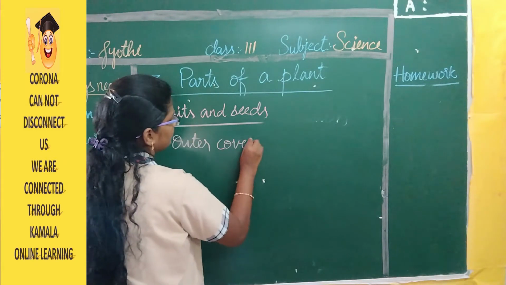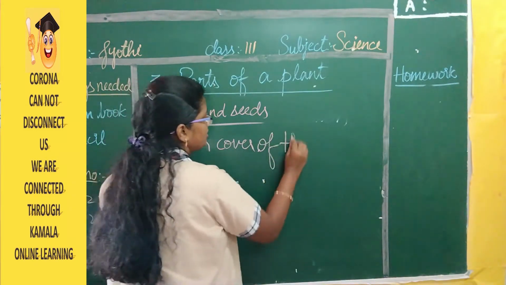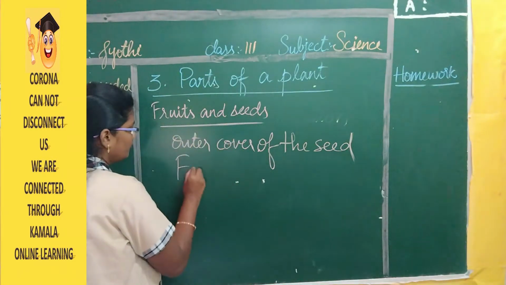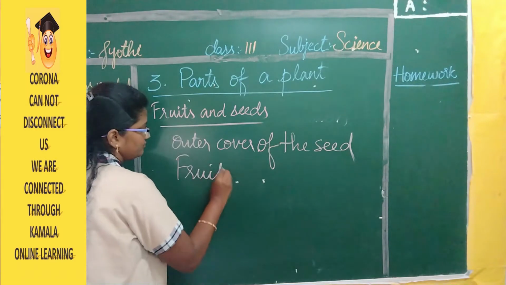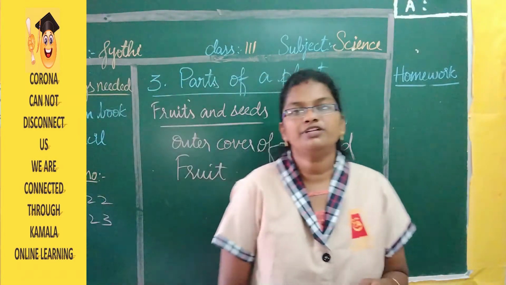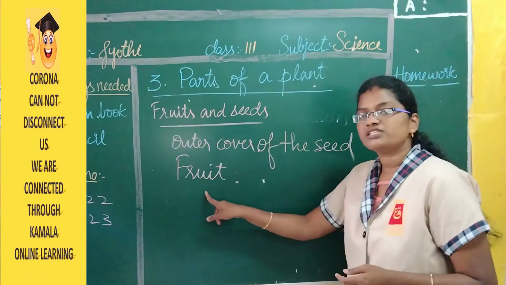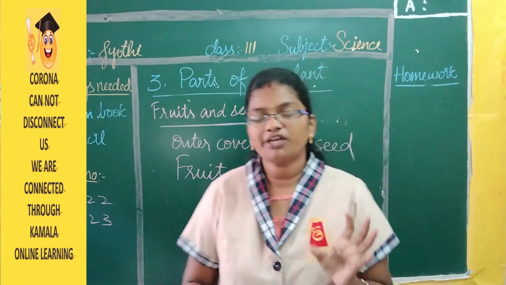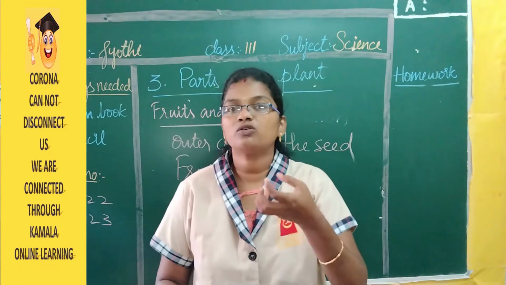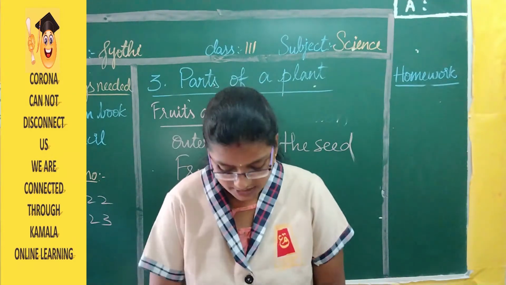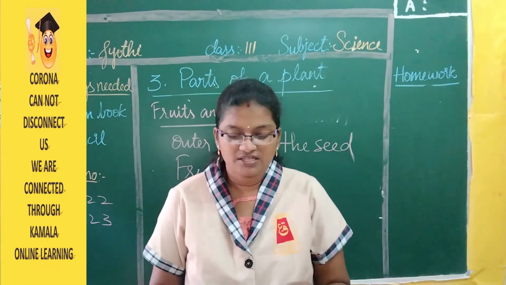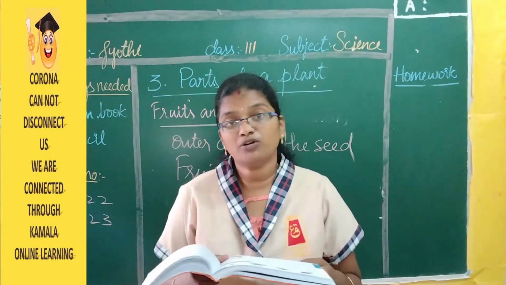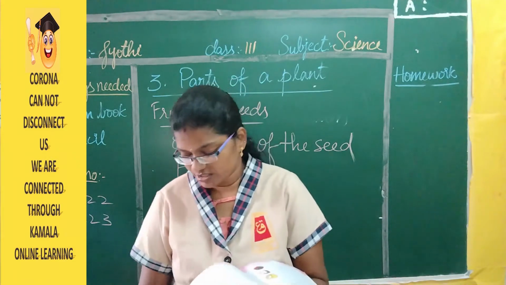Outer cover of the seed is called fruit. So what is the fruit? The outer cover of the seed is called fruit. So here the fruit is going to enclose and protect the seed. These fruits have seeds which play an important role in plant reproduction.